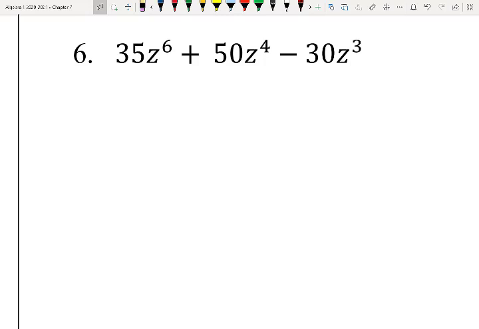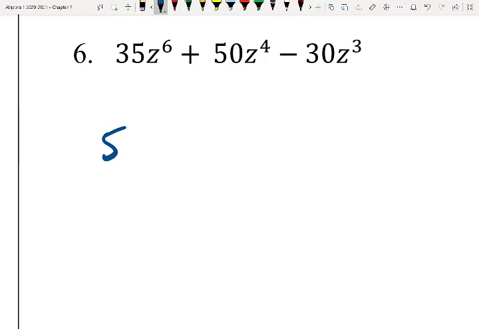So 35 would be 5 times 7, 50 would be 5 times 10, 30 would be 5 times 6. So that's 5 times 7, and they're both prime numbers for 35, so there's not going to be anything else in common between 50 and 30 as well. So 5 is definitely going to be my GCF for my number side of things. So 5 is definitely my GCF.